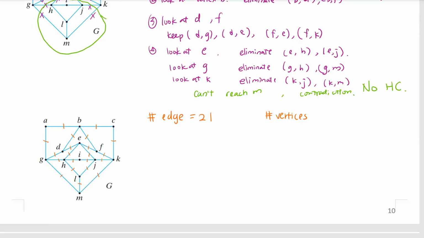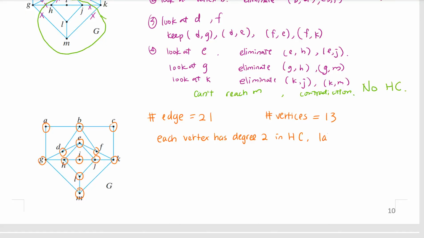Okay, so let's erase all of our marks. Let's count 1, 2, 3, 4, 5, 6, 7, 8, 9, 10, 11, 12, 13. So we have 13 vertices. Okay, so because each vertex has degree 2 in the Hamiltonian cycle.